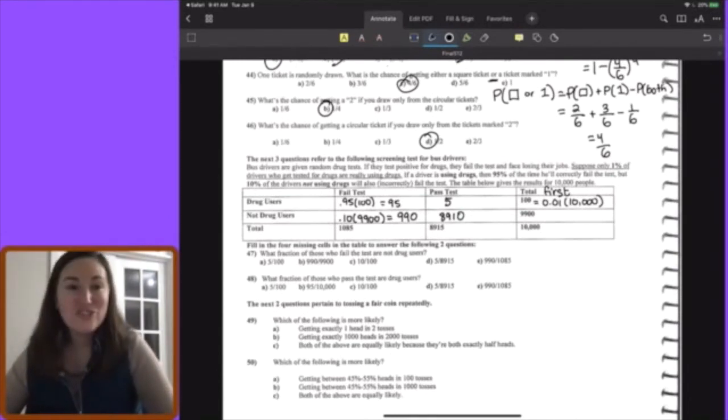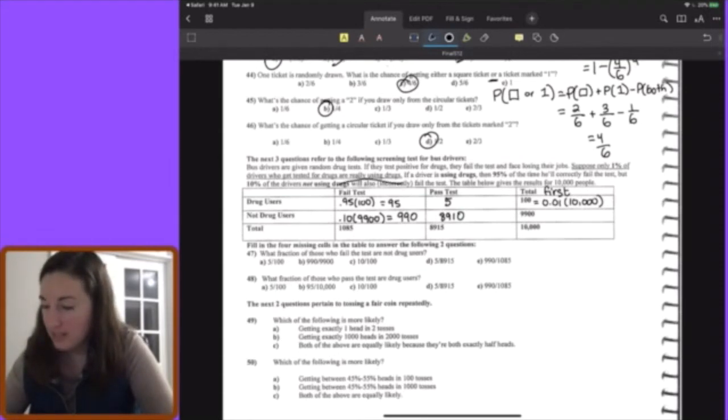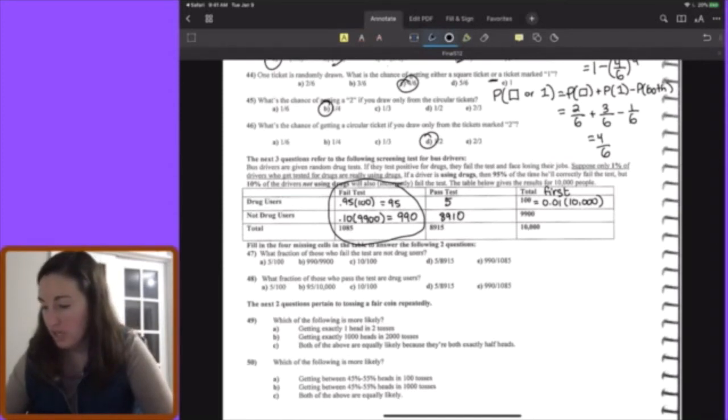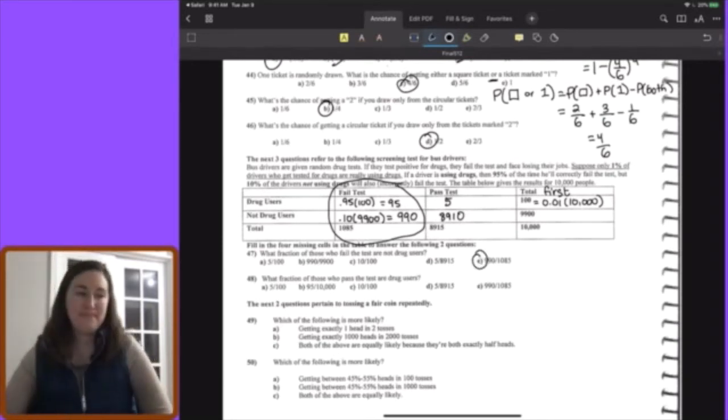And now I can answer these questions a lot easier. It says, what fraction of those who fail the test are not drug users? Okay, so we're just looking at this column, the failing of the test. So there's 1,085 people that failed the test, and which fraction are not drug users? So that's 990 out of 1085 should be E.